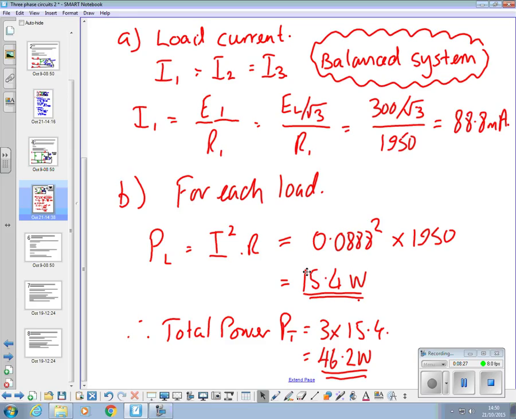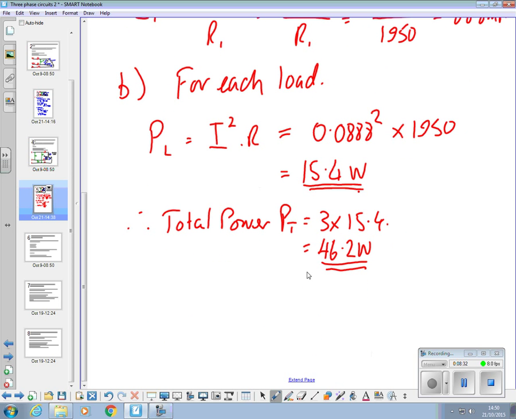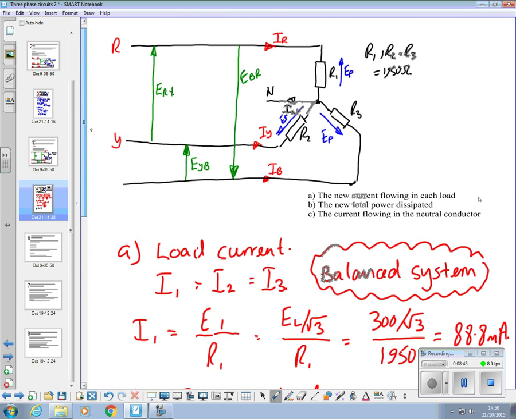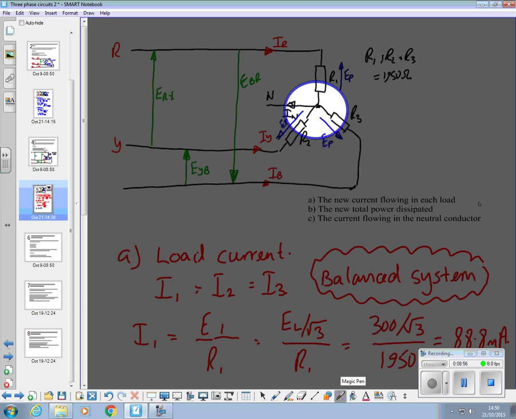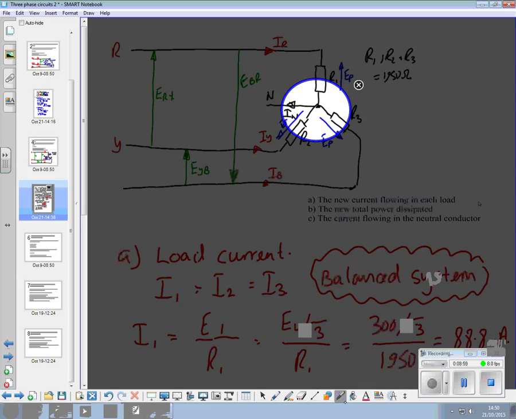How do we deal with this current thing? Part C. Looking at the diagram, how can we write an expression for IN? We're focusing on that node there, aren't we? We've got IN flowing out. We've got 3 currents, so we'll talk about 4 currents there.